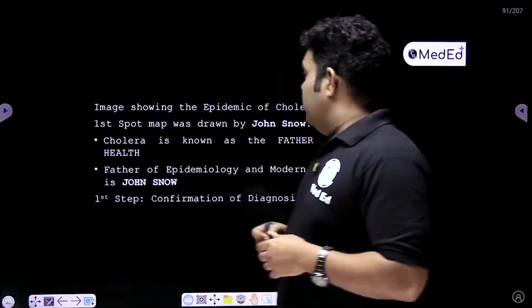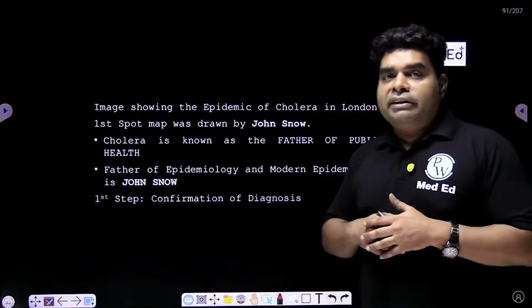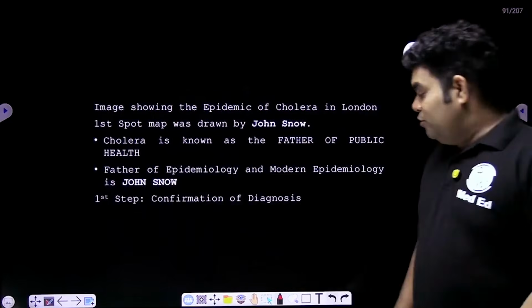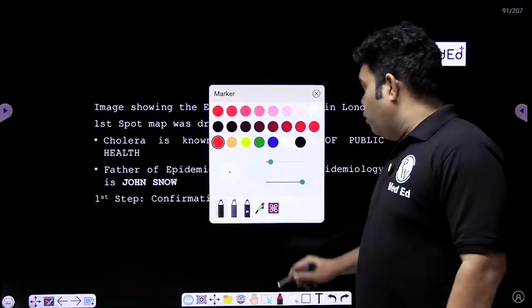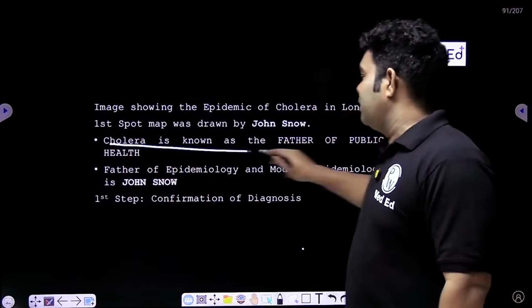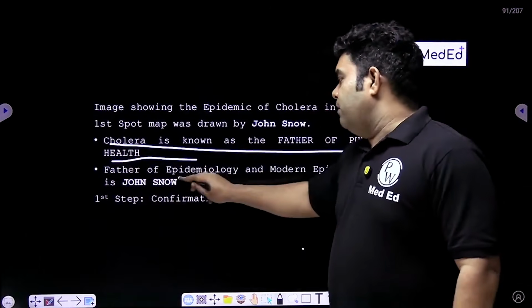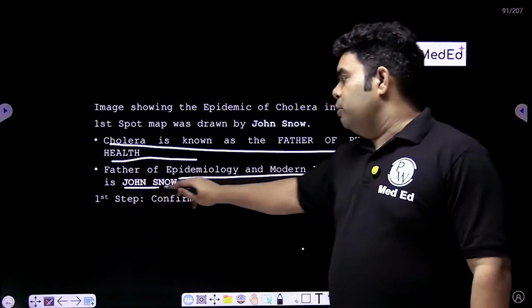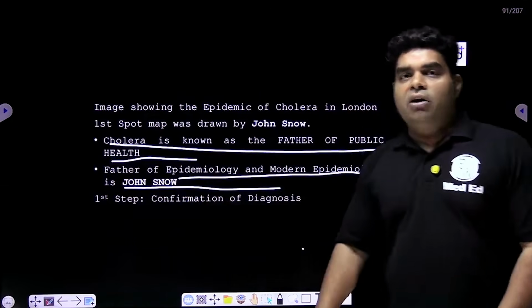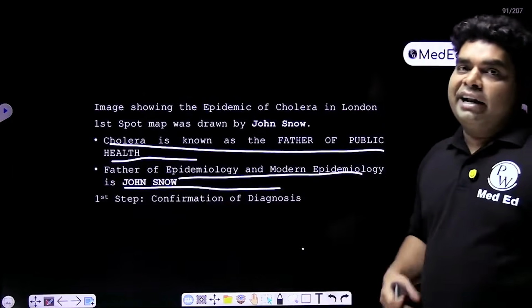So do remember, who is the father of public health? No, it's not John Snow, it's cholera. Because due to cholera, we are reading public health. So cholera is the father of public health, and John Snow is the father of epidemiology and modern epidemiology. He was also the father of anesthesia and first calibrated anesthesia.